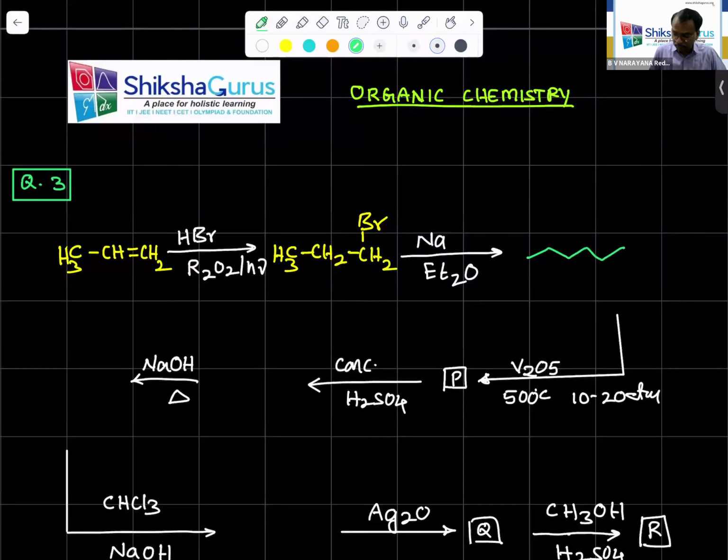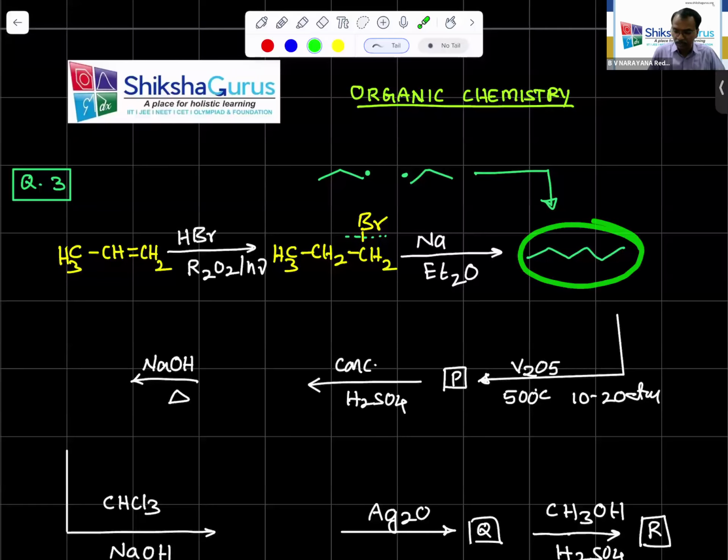What will happen? Simple. The carbon-bromine bond gets dissociated, following a free radical mechanism. Here it is a primary radical. It reacts with one more free radical. Therefore, it will convert into n-hexane. Between these two free radical carbon atoms, bond formation takes place. Therefore, we are getting n-hexane.